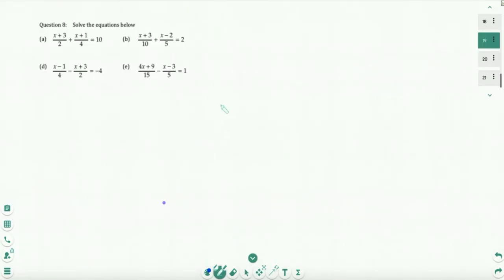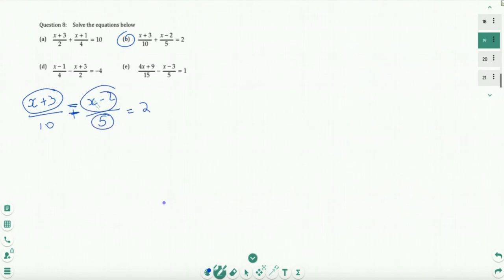Guys, next questions. So let's have a look. These are definitely some of the harder questions you'll do. So (x plus 3) over 10 plus (x minus 2) over 5 equals 2. We're going to do this one over here, b. Now, we can't cross multiply because these two fractions are not equal to each other. So we can't just say, oh, x plus 3 times 5 is equal to x minus 2 times 10. They are being added, okay?